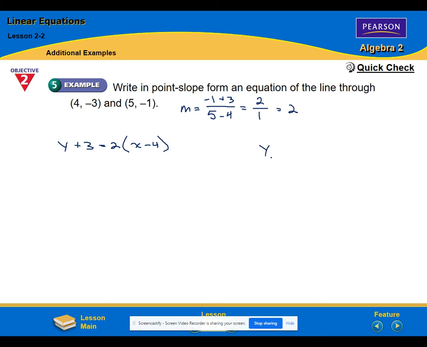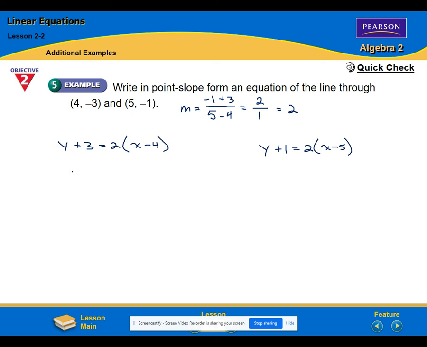Or y minus -1 equals 2 times (x minus 5). Now these may look different to you. It said write it in point slope form. Either one of these answers would be fine. You would be done right now. What I'm going to show you last here is only for learning purposes. You're done once you've written one of these two equations.